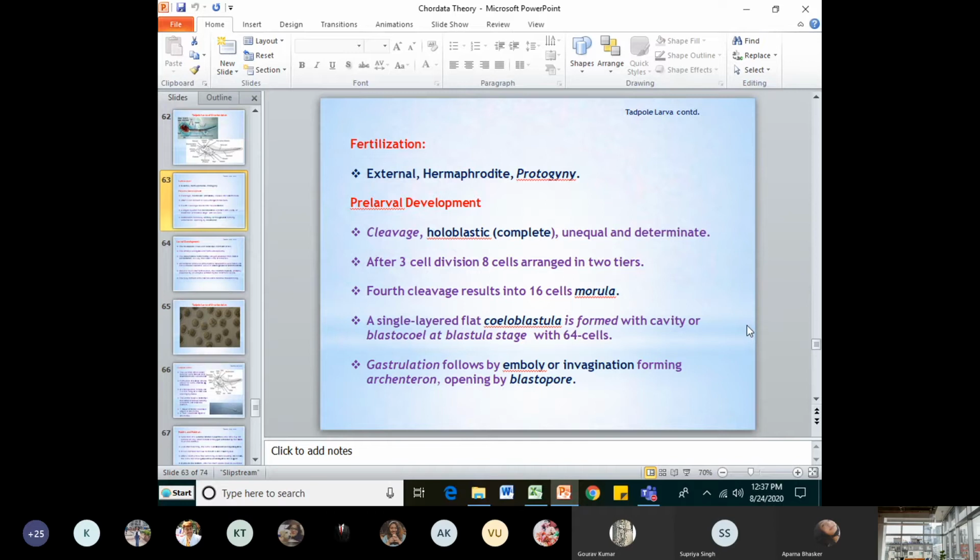Now the cells rearrange and take the shape of a blastula, which is called coeloblastula because it has a coelom, that is called blastocoel. So at the 64-cell stage, this coeloblastula is formed. Then the gastrulation process starts by emboly, or you can say invagination. It is a movement of blastomeres towards the blastocoel, and this is how the archenteron is formed, which opens to the exterior through the blastopore. So there is no new knowledge in this slide because you already know, we have discussed the developmental process of tornaria.